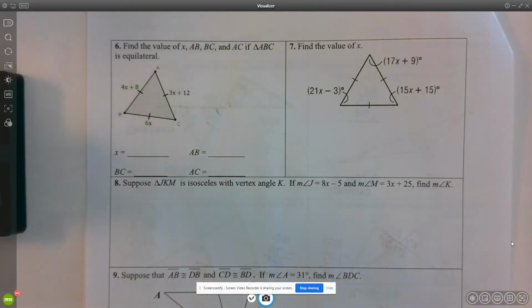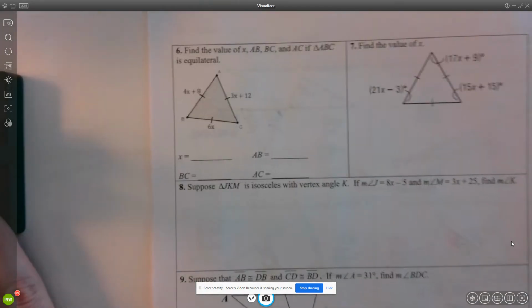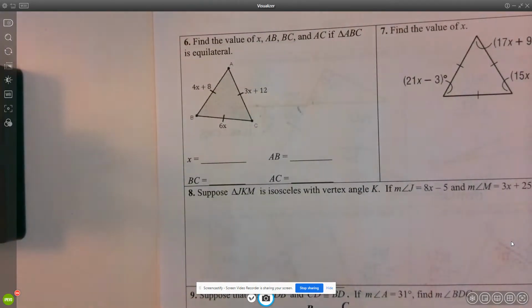This video will cover number 6 through 9 on the Chapter 5 test review. These problems are all about using our special types of triangles, such as equilateral triangles and isosceles triangles, to solve problems. Number 6, find the value of x, AB, BC, and AC if triangle ABC is equilateral.